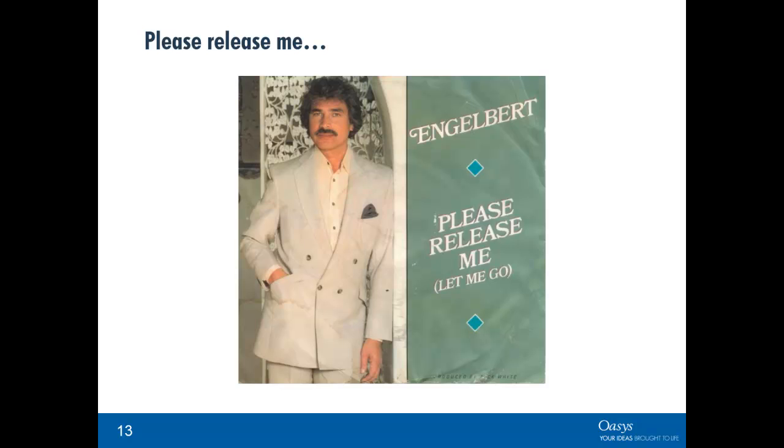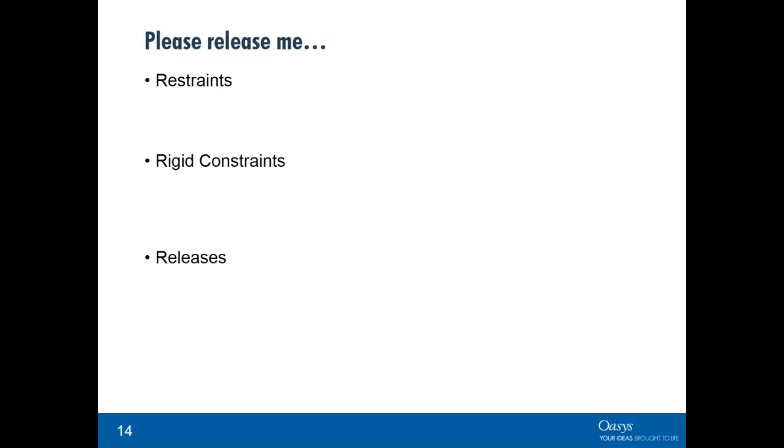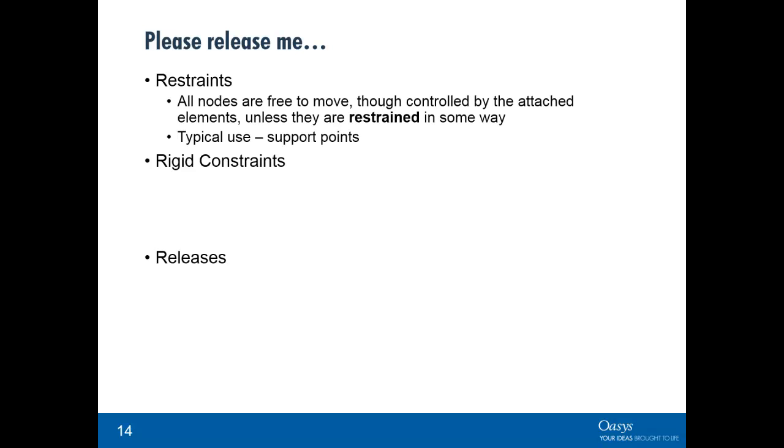Now, releases. There's sometimes a confusion, I find, between restraints, constraints, and releases. Some that sound a little bit similar, but not the same. Now, restraints: first of all, the nodes in the FE model are free to move, but their movement is controlled by the elements they're attached to, unless you add a restraint onto them in some way. So typical restraints are foundation, support points, and so on.